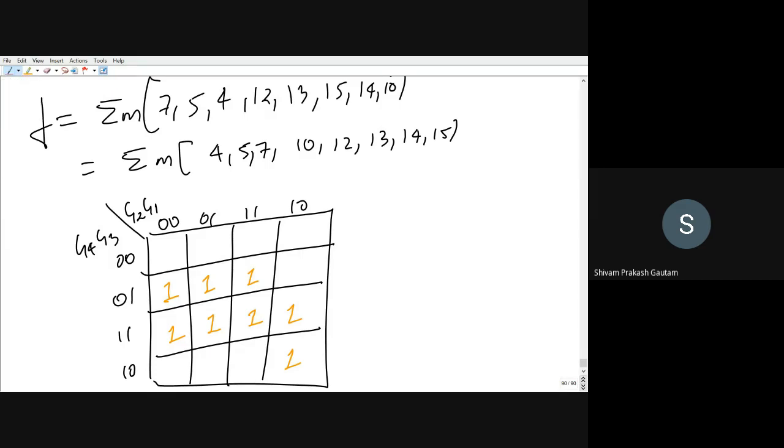Now you have to group it. Are there any isolated cells? No, sir. Are there any cells to which only one adjacent cell is having 1?